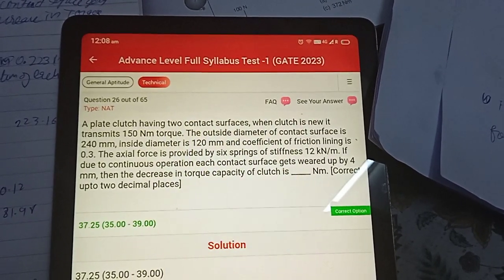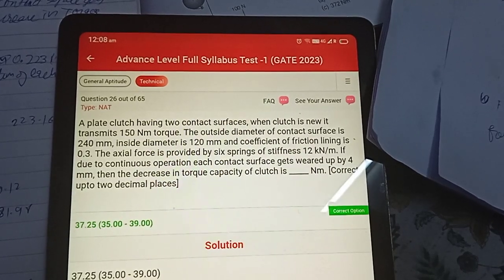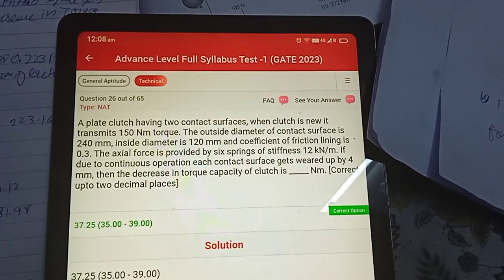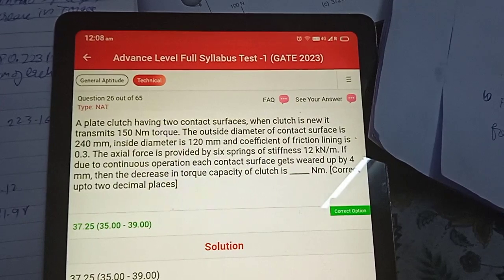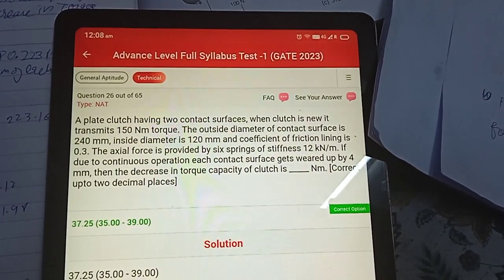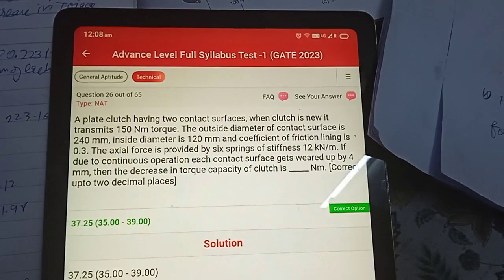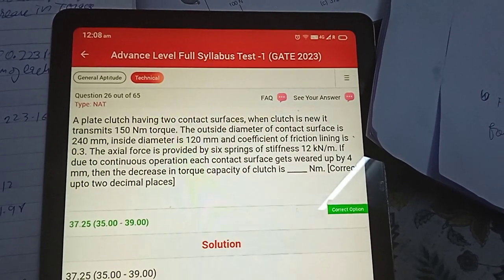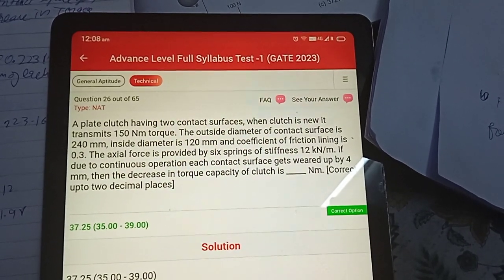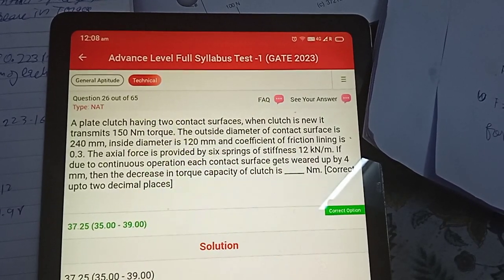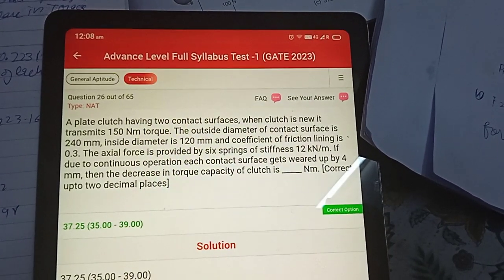When the clutch is new, it transmits 150 Newton meter torque. The torque is equal to 150 Newton meter. The outside diameter of the contact surface is 240, the inside diameter is 120, and the coefficient of friction of the lining is 0.3. The axial force is provided by 6 springs of stiffness 12 kN per meter.